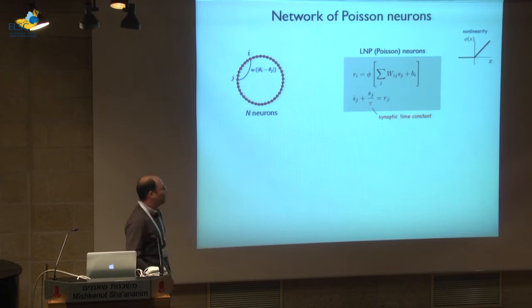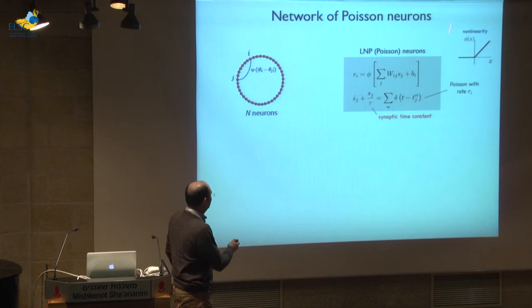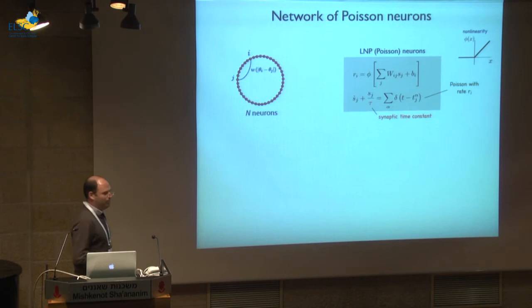But what I'm going to do is I want to explicitly take into account the fact that the neurons are generating spikes. So I'm going to replace this firing rate by a spike train. So the model now is that the neuron sums up its inputs. This determines its firing rate, and it's generating a Poisson spike train with that rate. And the variability of the Poisson firing is the source of noise in this model.